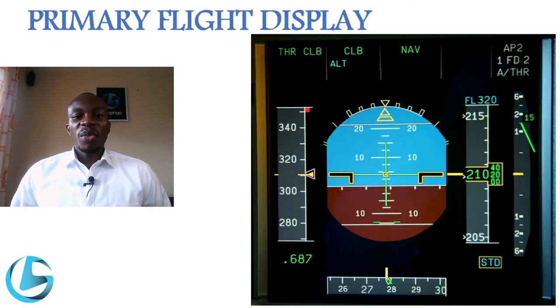We'll start by looking at the primary flight display. The primary flight display displays the pitch attitude of an aircraft, as well as the roll attitude of an aircraft.